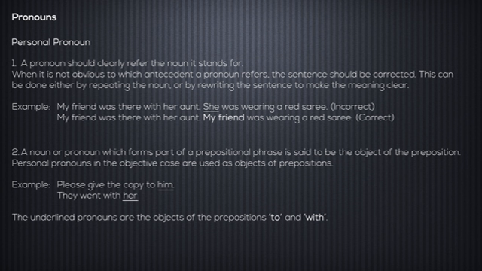Second, a noun or pronoun which forms a part of a prepositional phrase is said to be the object of the preposition. Personal pronouns in the objective case are used as objects of prepositions. For example, please give the copy to him. They went with her. The underlined pronouns are the objects of prepositions "to" and "with".